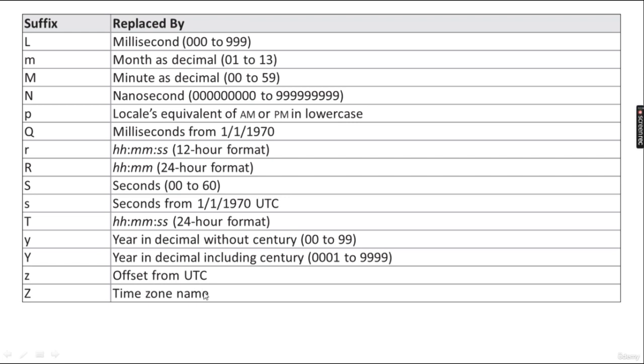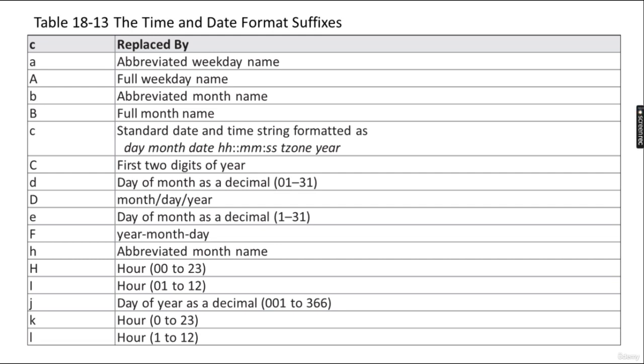So these are all the suffixes you will use in your program as per your convenience or as per your need. You can take a screenshot of this or you can write it down. You can learn this one by one.